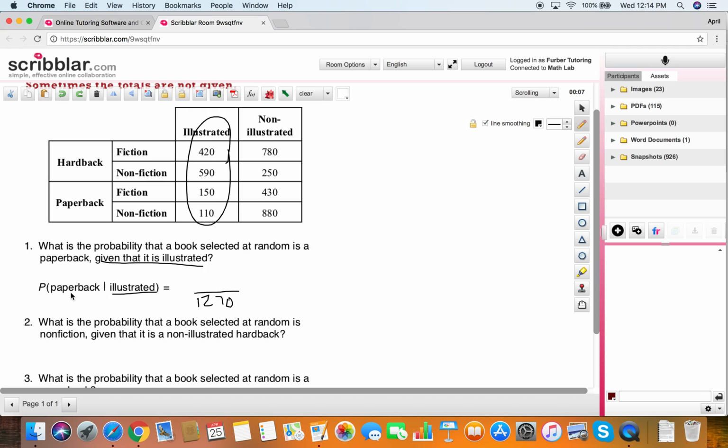The numerator is the number of paperbacks that are in that category. So for the paperbacks, 1,270. For the number of paperbacks in that category, I have to still stay in this column for illustrated books because it says given that we are talking about the total number of illustrated books. But the paperbacks are these two. There's fiction paperbacks and nonfiction paperbacks that are illustrated. So when I add those up, I get 260. So if I take 260 and divide by 1,270, I get approximately 20.5%.